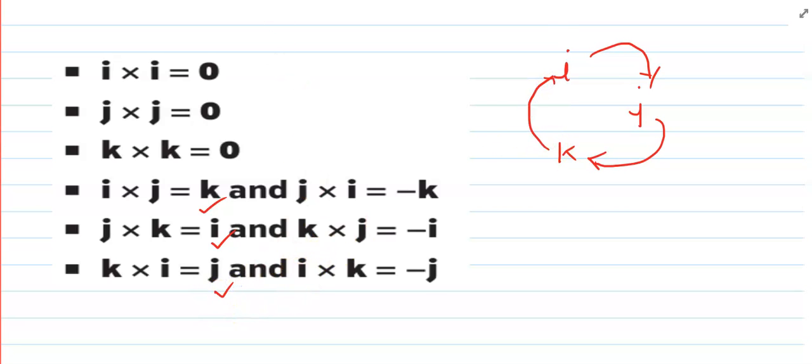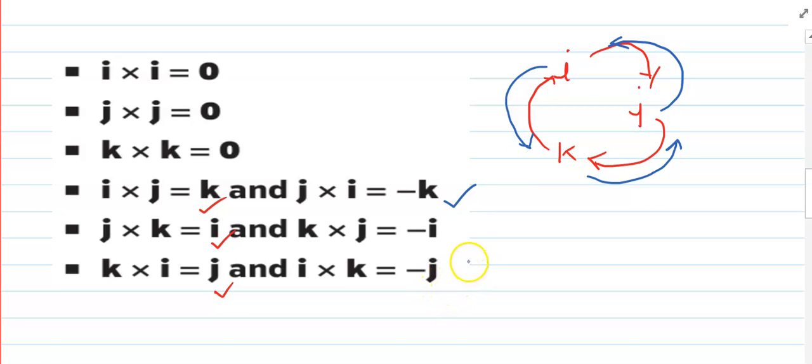What happens if they are following the reverse direction? Like J cross I, this is J here, J cross I. So J cross I should be minus K because the direction is changed. Similarly, if you are going from K to J, then K to J becomes minus I. And if you are going from I to K, then it should be minus J.